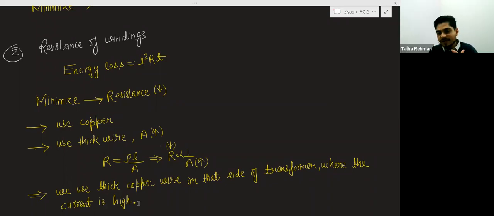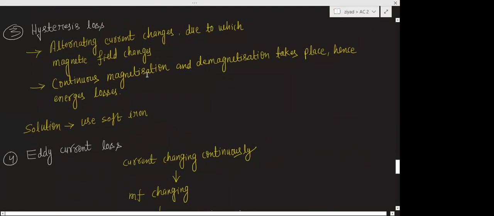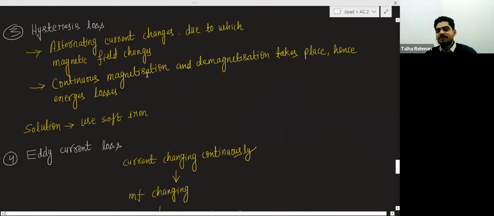If the current value is large, there will be different parts of the transformer. There will be different sides of the transformer. So we use copper on that side of the transformer where the current is very high, where the energy loss is very high. Current is high means energy loss in the form of heat is very high, from this formula. If you increase the current, the energy loss will increase. Next is the hysteresis loss.